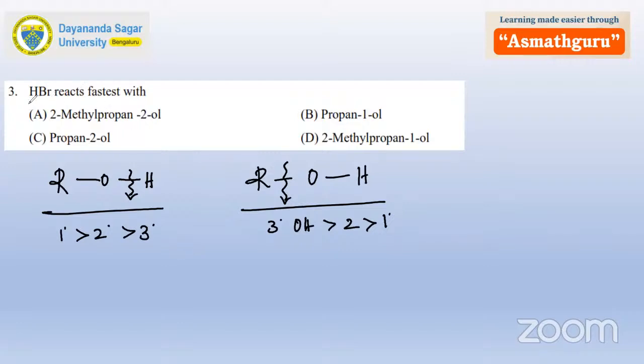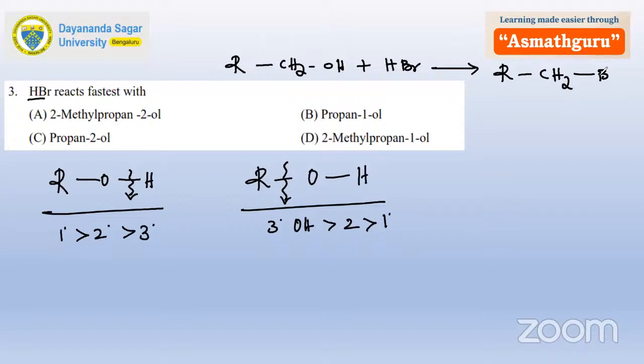So then you have to see, HBr will break which bond? Let us take alcohol, RCH2OH. When it reacts with HBr, which bond will break? It forms RCH2Br. That means OH is removed, so the CO bond will break. When the CO bond breaks, tertiary alcohol is more reactive. So you have to find the tertiary alcohol. B, he says primary, cannot be. D, he says propanol, primary, cannot be. 2-ol, secondary, cannot be. Very simple.